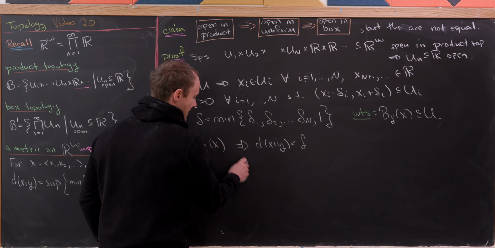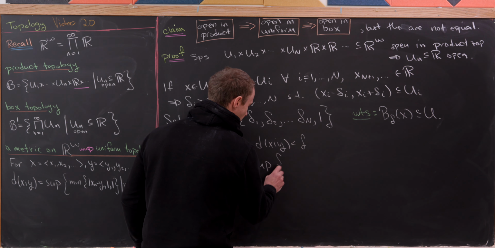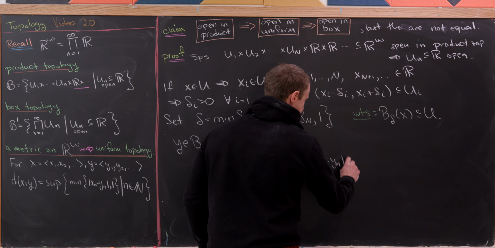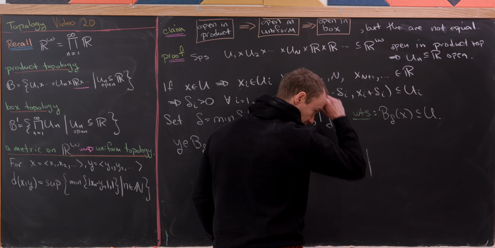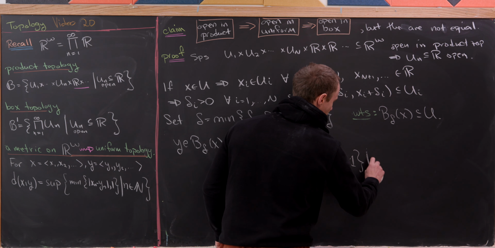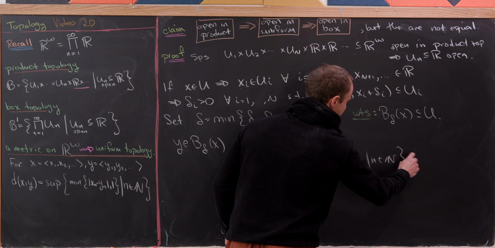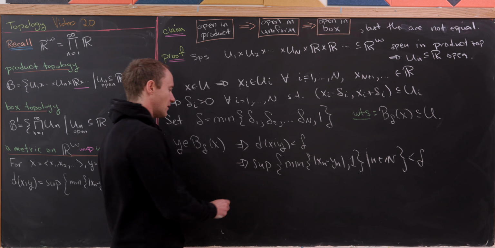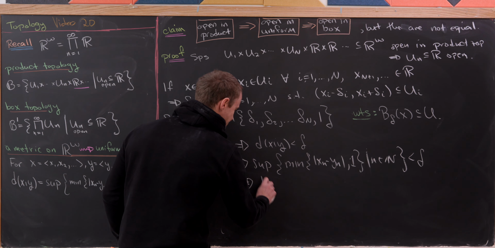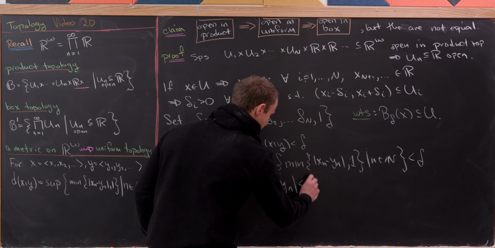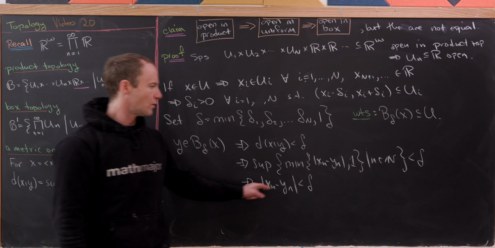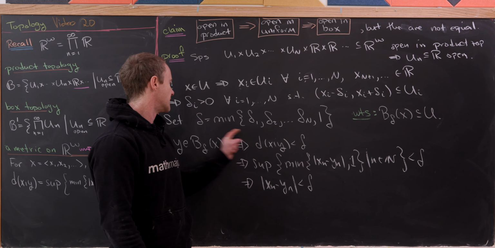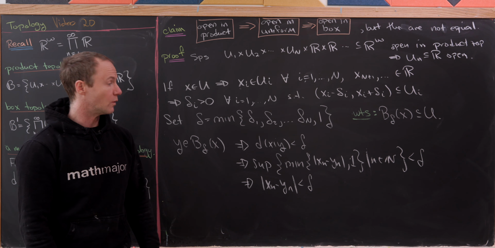But notice that means that the supremum of the minimum of the absolute value of the difference of xn and yn with the number 1, as n runs through all natural numbers, is less than delta. Okay, but now let's observe that means that the absolute value of xn minus yn is less than delta. So why did we not have to take this 1 into account? Well, that's because that delta was, let's see, less than or equal to 1.